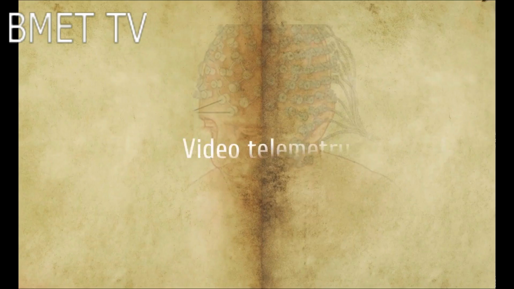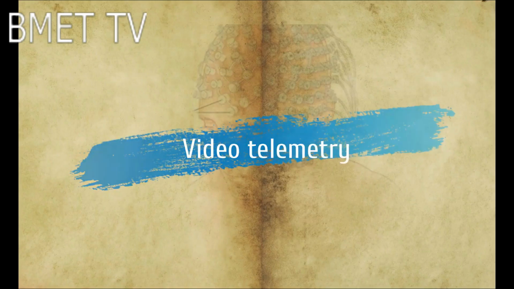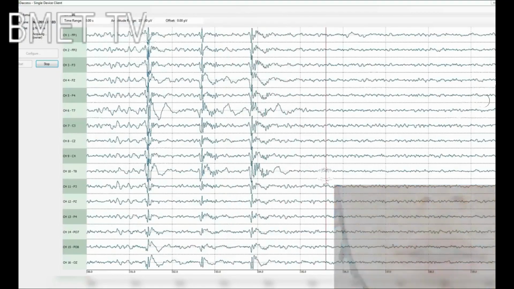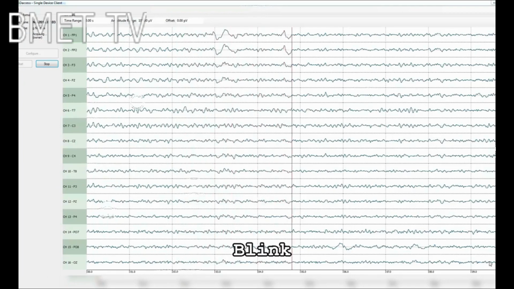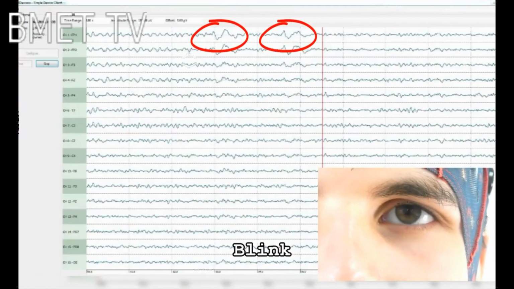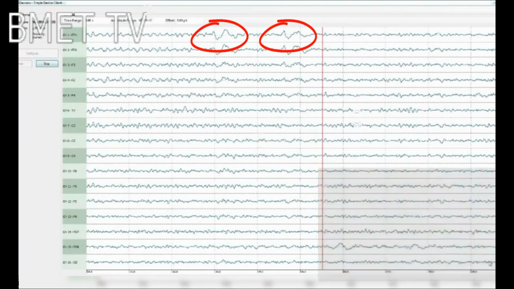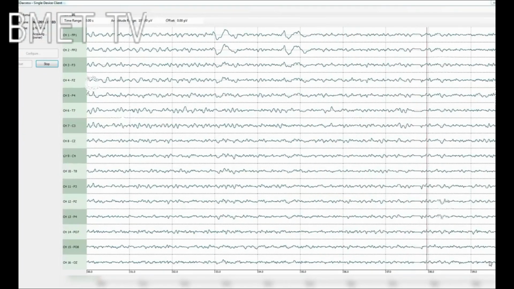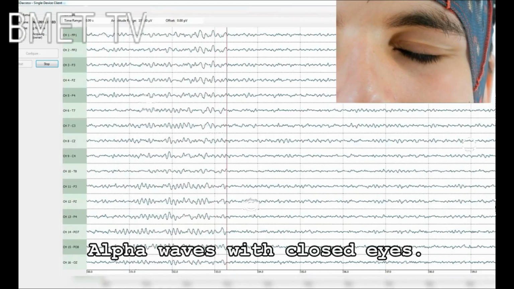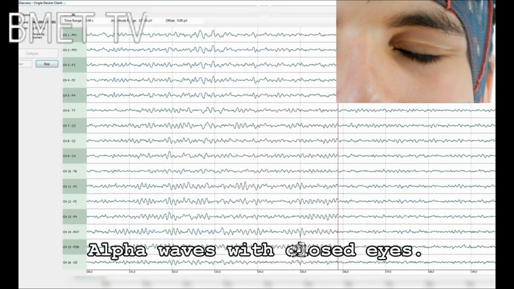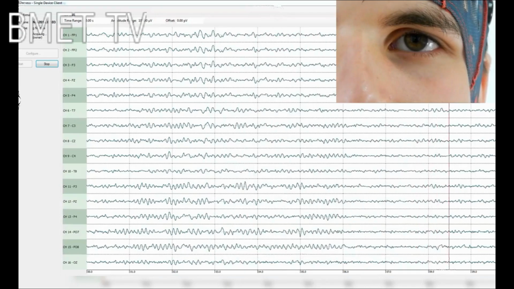And fourth is video telemetry. Video telemetry, also called video EEG, is a special type of EEG where you're filmed while an EEG recording is taken. This can help provide more information about your brain activity. The test is usually carried out over a few days while staying in a purpose-built hospital suite. The EEG signals are transmitted wirelessly to a computer. The video is also recorded by the computer and kept under regular surveillance by trained staff.